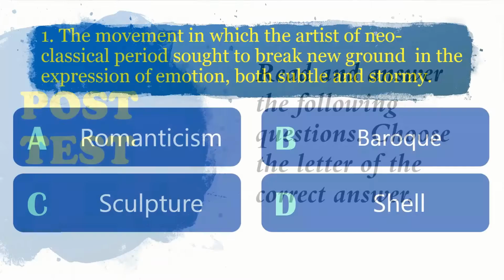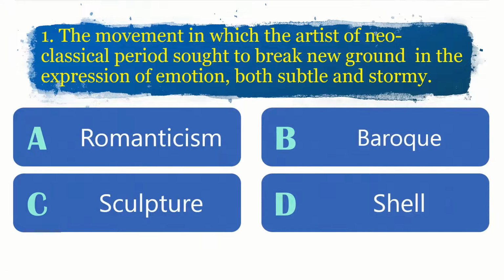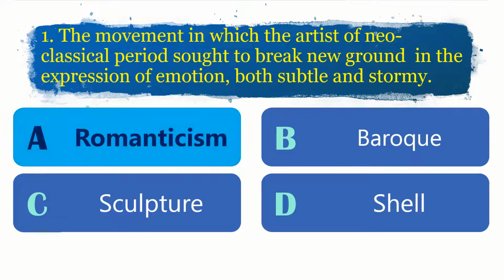1. The movement in which the artists of the neoclassical period sought to break new ground in the expression of emotion, both subtle and stormy. A. Romanticism. B. Baroque. C. Sculpture. D. Shell. The correct answer is A.